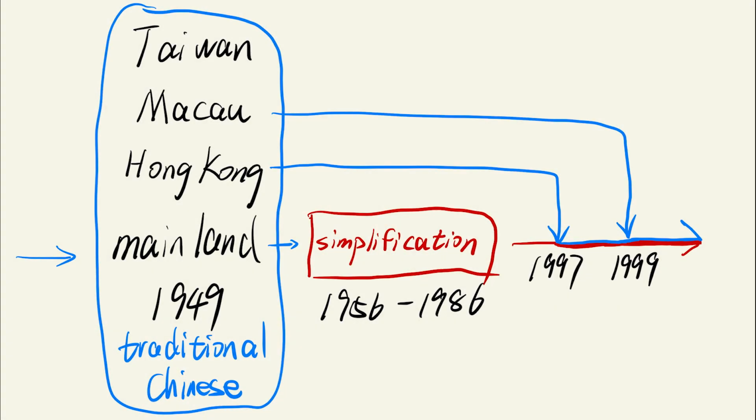For historical reasons, such as Hong Kong, which was occupied by the British and didn't return to Chinese rule until 1997, mainland China had already completed the simplification of Chinese characters around 1986. Therefore, Hong Kong, Macau, and Taiwan still use traditional Chinese, while mainland China uses simplified Chinese.